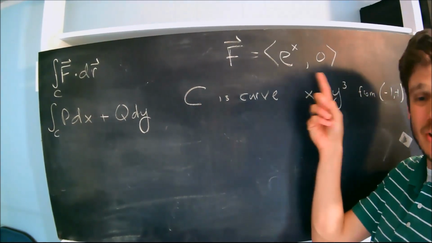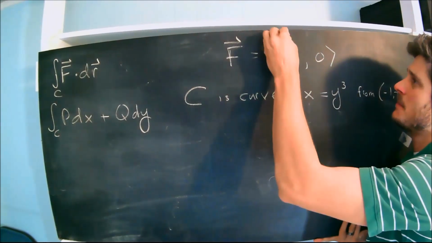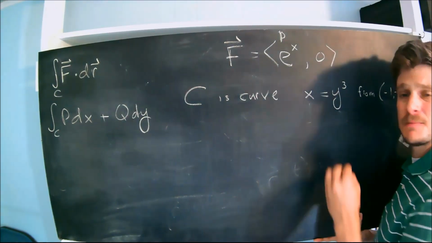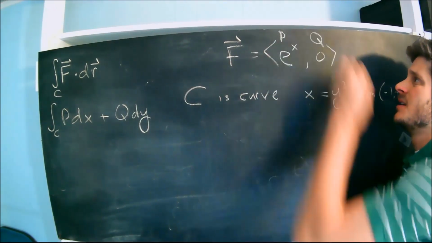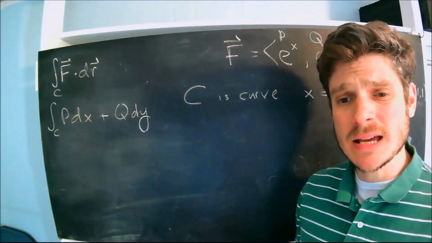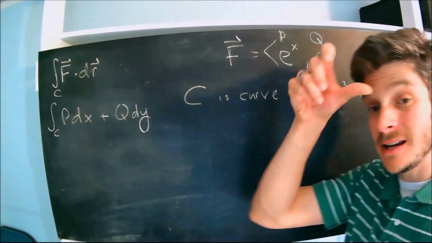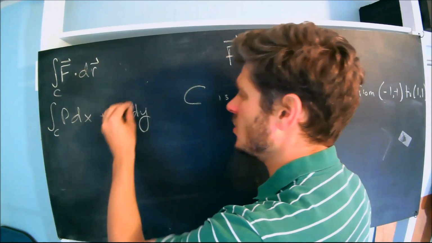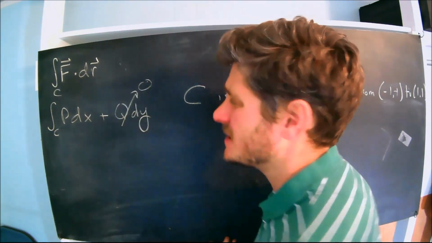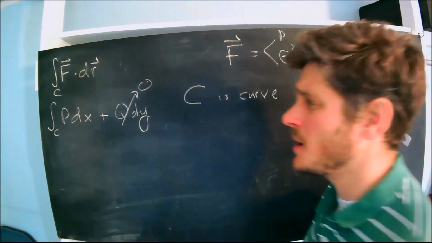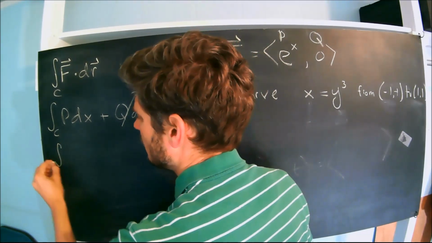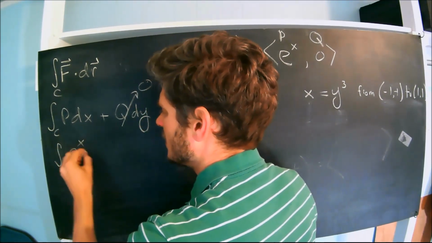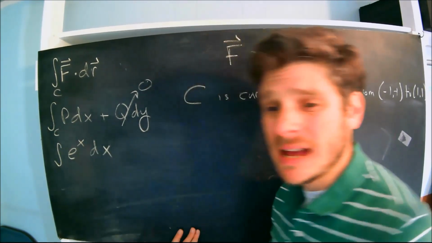Because, again, when I look at my function f, remember, this is my p, right? My x component is p. Q is my component for y. And when I plug this in here, well, what happens if I plug in a 0? That just goes away. That's going to be 0. So I'm literally just left with that first part. So if I plug that in, p is e to the x. So e to the x dx.